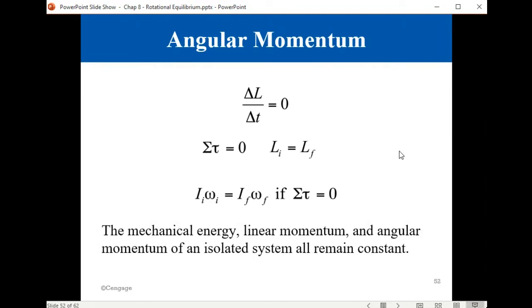So now we have three conservation laws. We have the conservation of mechanical energy, the conservation of linear momentum, and the conservation of angular momentum. These conservation laws are applicable when you have an isolated system. Okay, an isolated system, a system that you isolate from its surroundings. So these quantities remain constant.